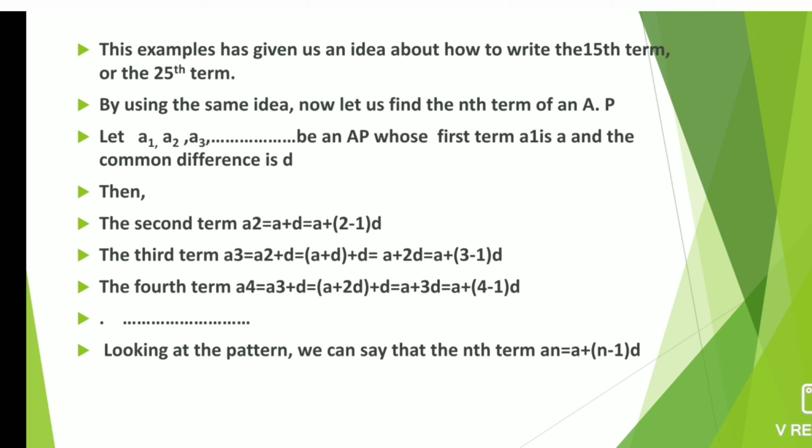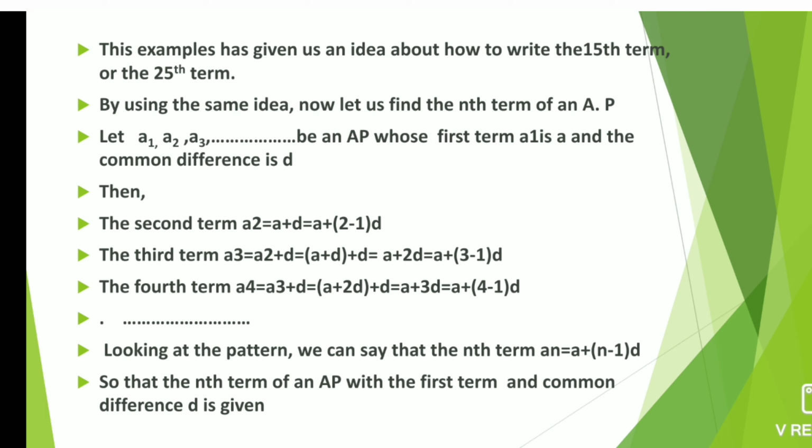Looking at the pattern, we can say that the nth term an is equal to a plus n minus 1 into d. So like this we will generalize the term. The nth term of an AP with the first term a and common difference d is given by an is equal to a plus n minus 1 into d. So this is how we get the general term of the AP.